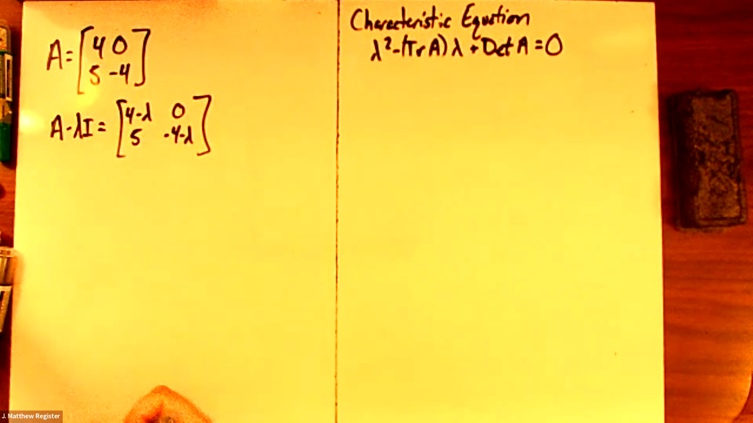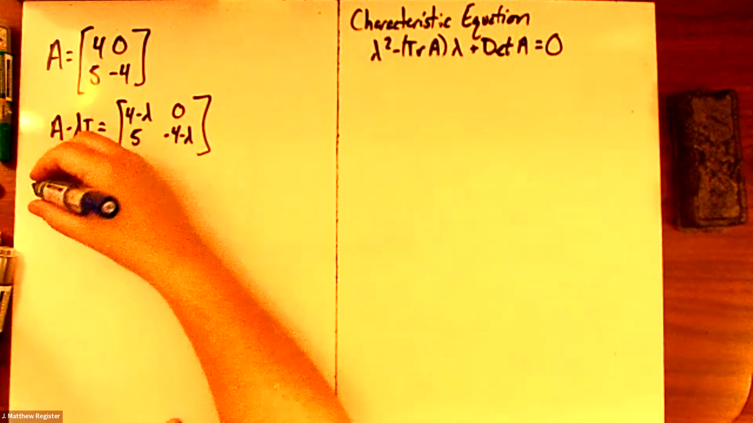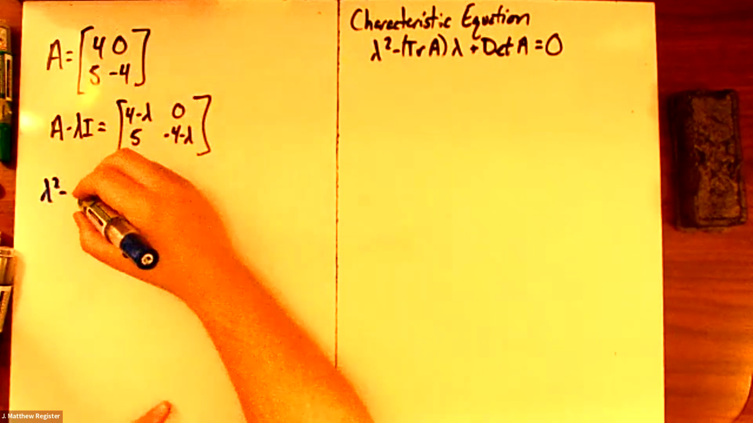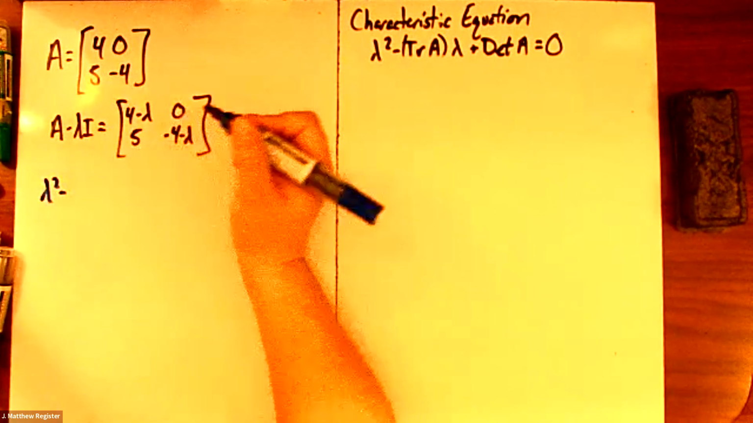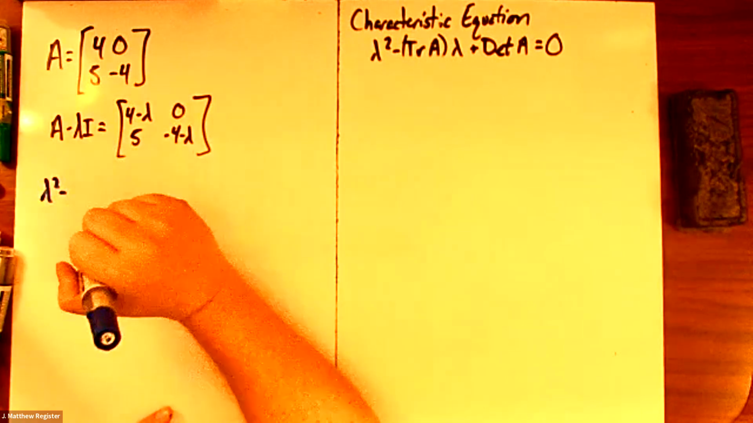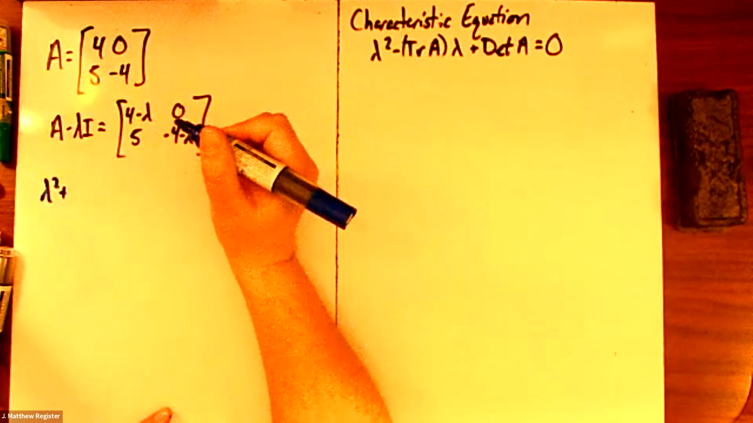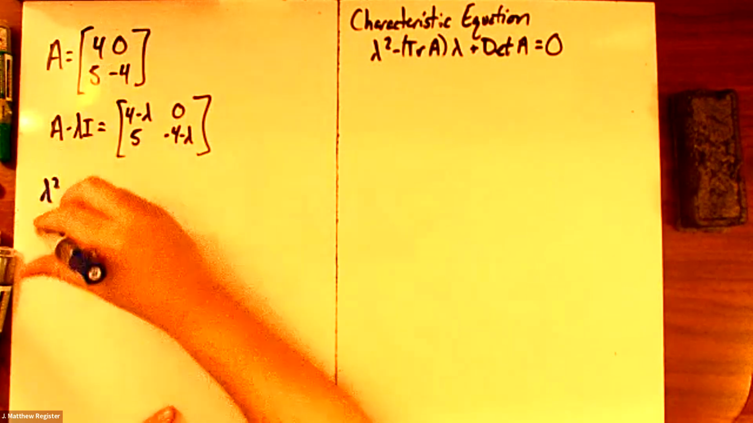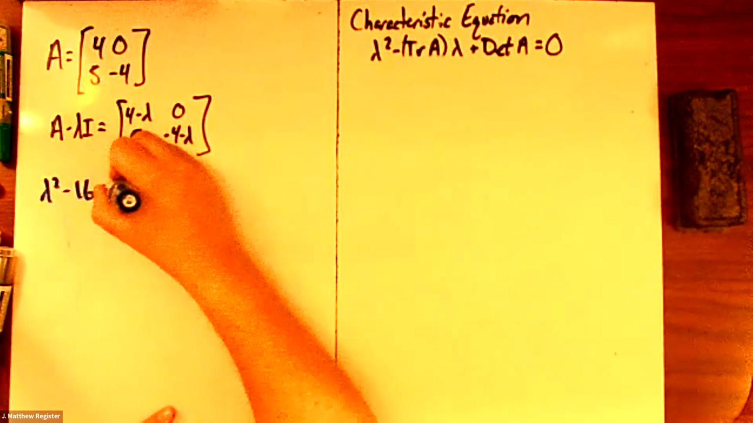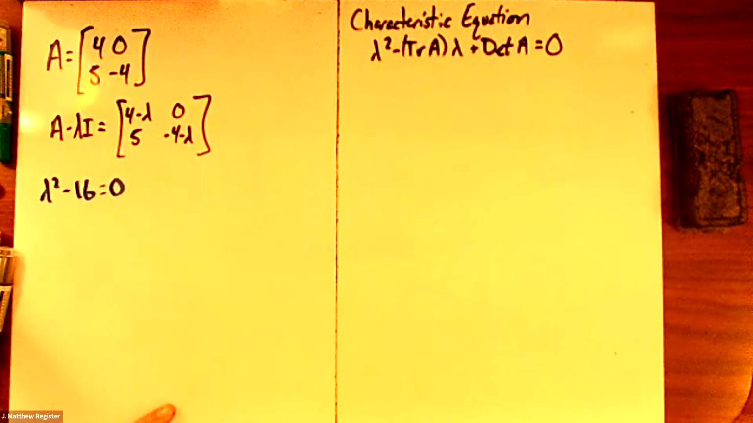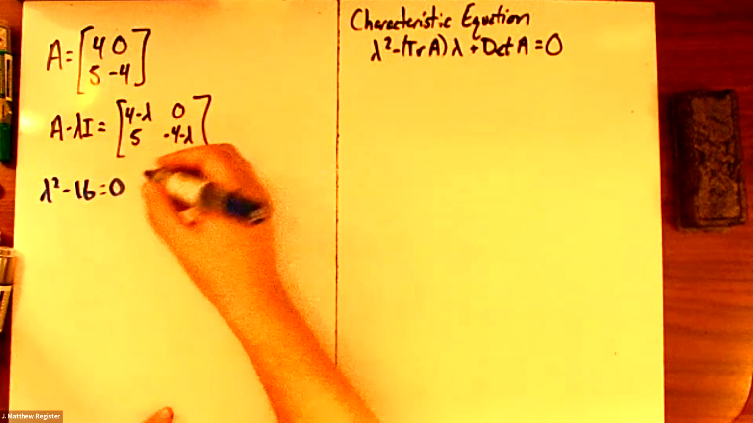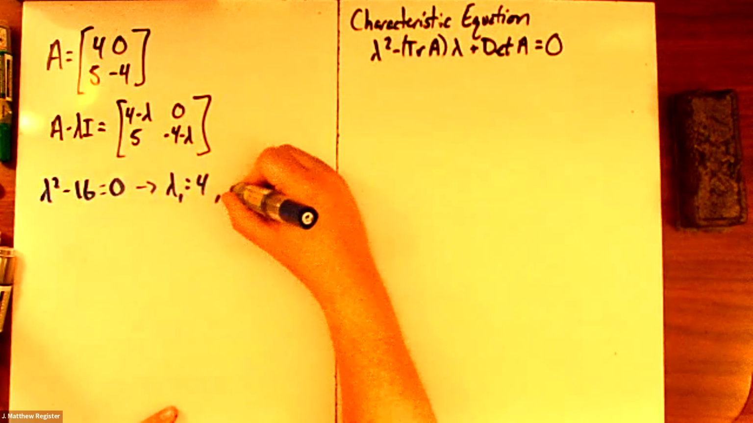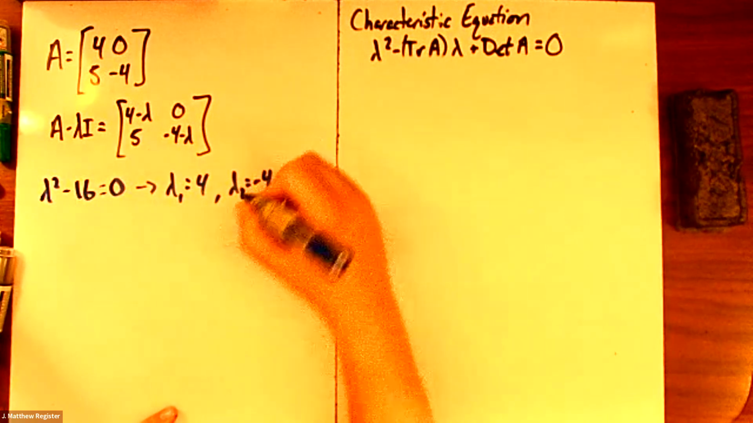And so looking at this, our characteristic equation is lambda squared minus the trace. So 4 plus -4 is just 0 lambda. And so then it's going to be plus our determinant, which is -16. And so sure enough, our eigenvalues are going to be 4 and -4.